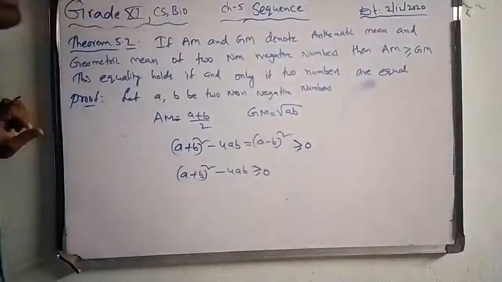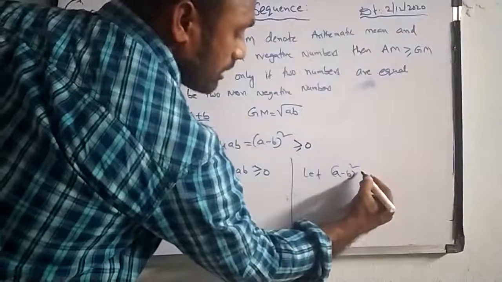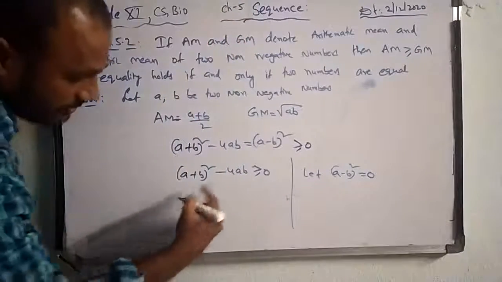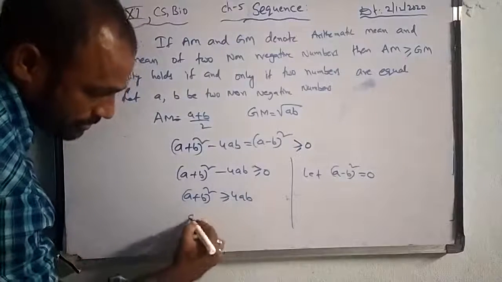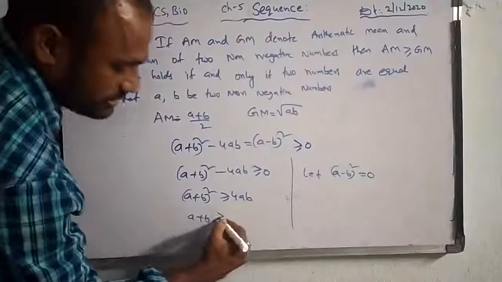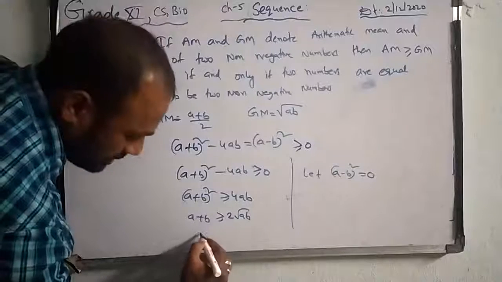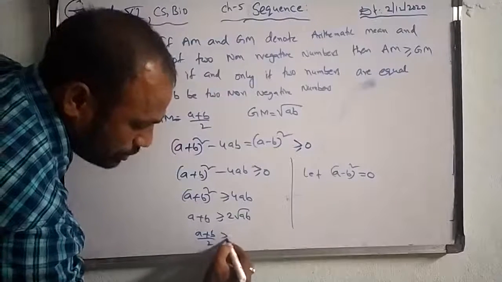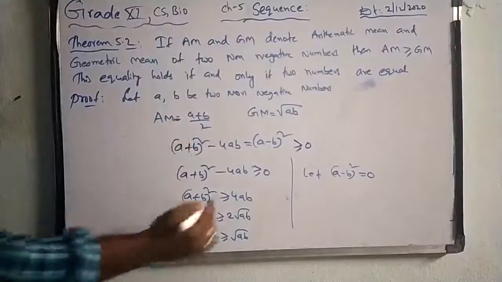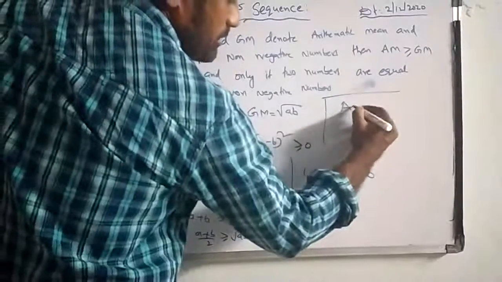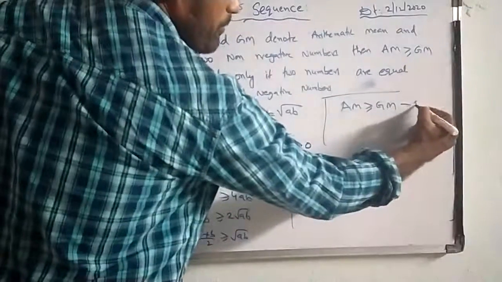Now I am assuming that this number is 0, that is, a minus b whole square is equal to 0. Keep that separate. Now a plus b whole square is greater than or equal to 4ab. So a plus b is greater than or equal to the square root, which becomes 2 root ab. I will transfer the 2 to this side, and it becomes a plus b by 2 is greater than or equal to root ab. We already know that a plus b by 2 is the arithmetic mean, so the arithmetic mean is always greater than or equal to the geometric mean. So the first part is proved.